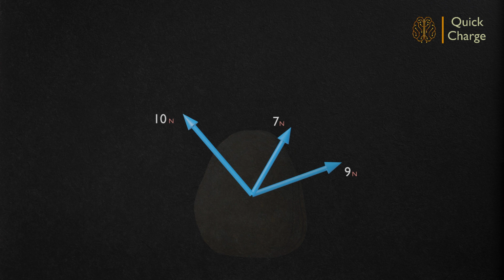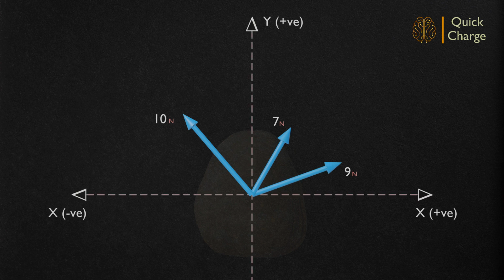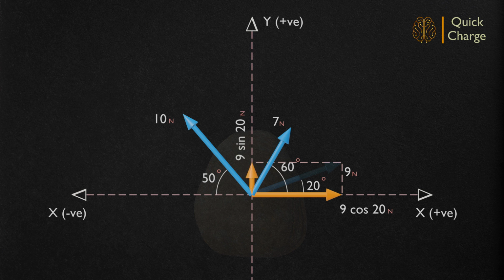Here, we are resolving each force into components along horizontal and vertical axes. For each force, we need to have the orientation angle with respect to these axes. The 9 Newton force is oriented at an angle of 20 degrees with respect to the horizontal axis. This can be resolved into 9 cos 20 along the horizontal axis and 9 sin 20 along the vertical axis.